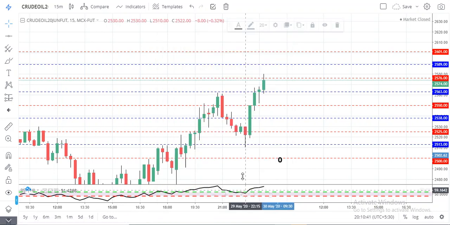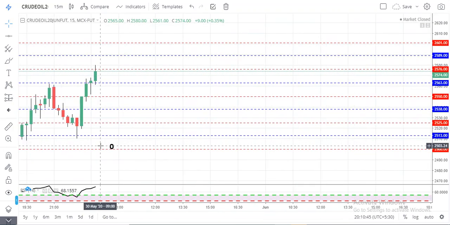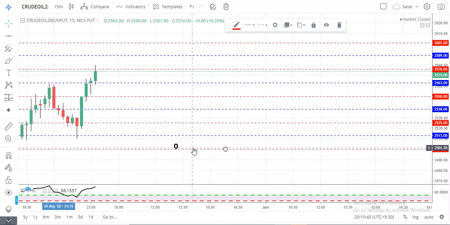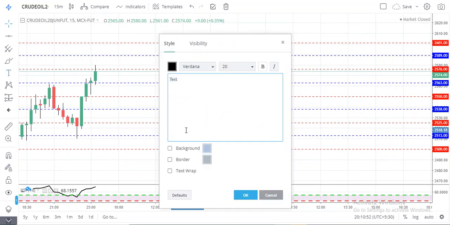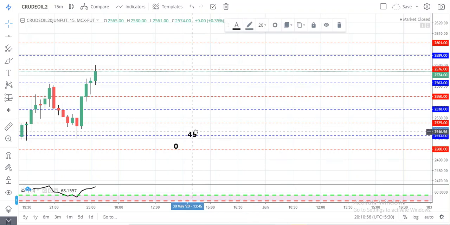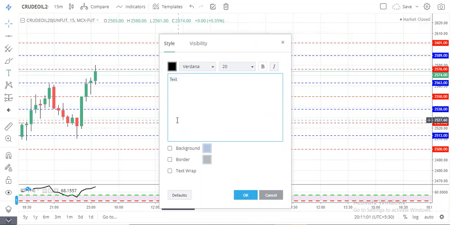Okay, fine, we'll go one by one. This I'm taking as 0. For example, this 2500 I'm taking as 0. Then the first blue line will be 45 degrees. We no need to consider 45 degrees; I'm just telling why this blue line is there. The next will be 90 degrees.